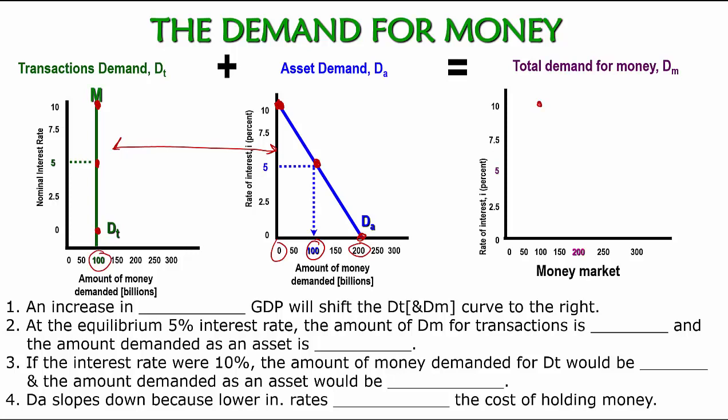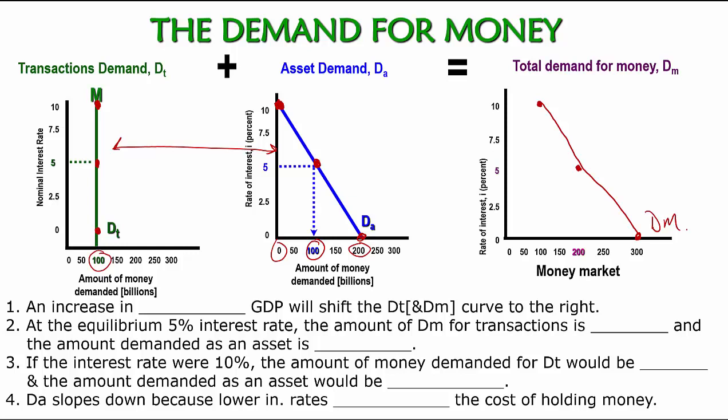Okay, let's look at 5%. At 5% interest, transaction demand is 100 billion. Asset demand is also 100 billion. So at 5% interest, 200 billion is demanded. Okay, so I got my little dot. And finally, at 0% interest, we're going to demand 100 billion for transaction purposes, but 200 billion as an asset. So at 0%, our total demand is 300 billion. And so this is our demand for money curve. It is downsloping because of the asset demand for money.